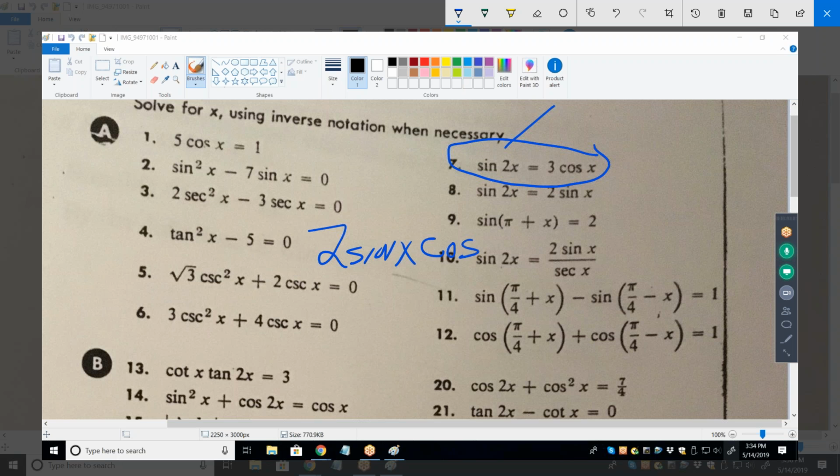Now, cosine 2x, remember, has 3 answers. There are 3 identities, all of them important, for the cosine of 2x. So it's kind of special. Sine of 2x is the only identity I've ever seen. It's not to say there aren't others, but it's the only one I've ever seen. Now what am I going to do?